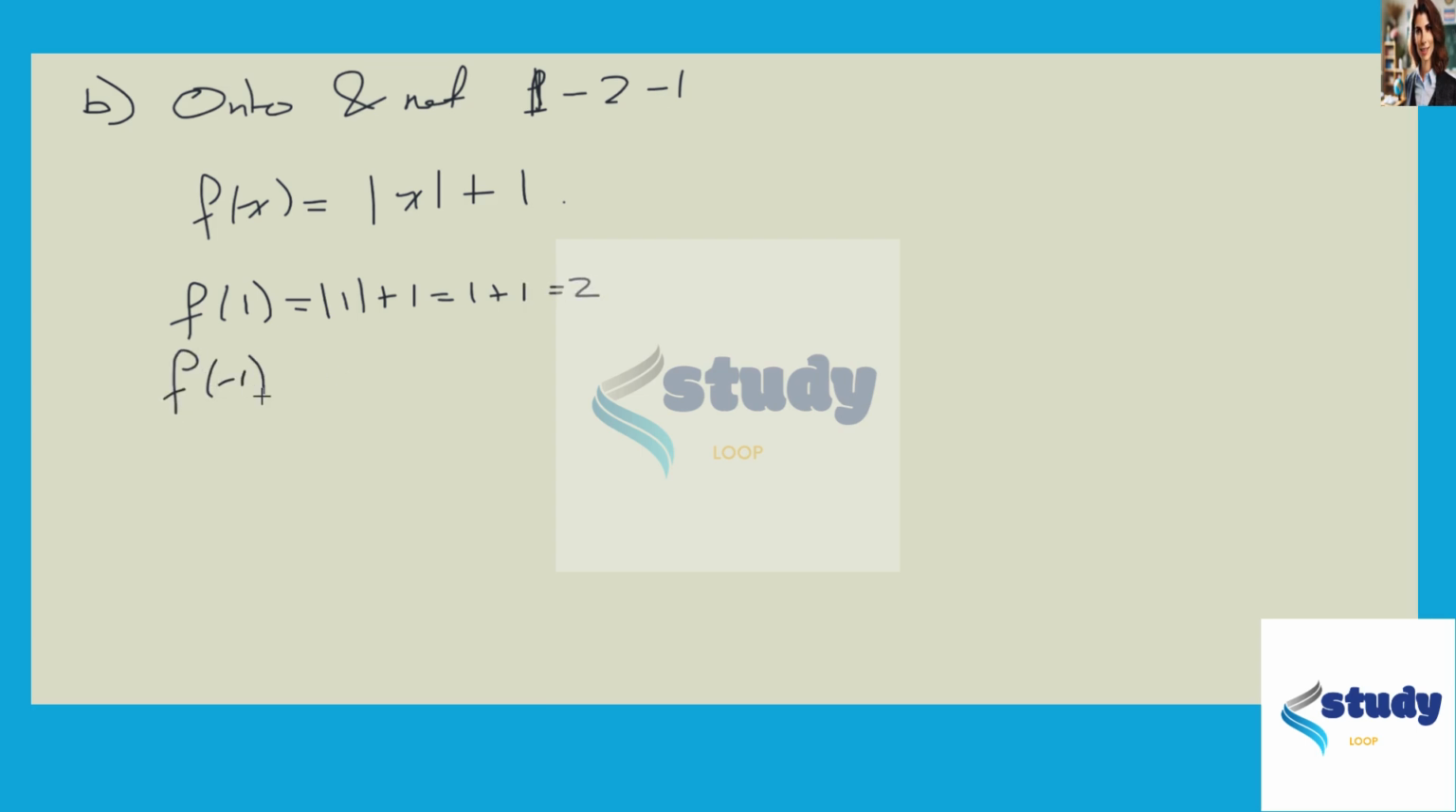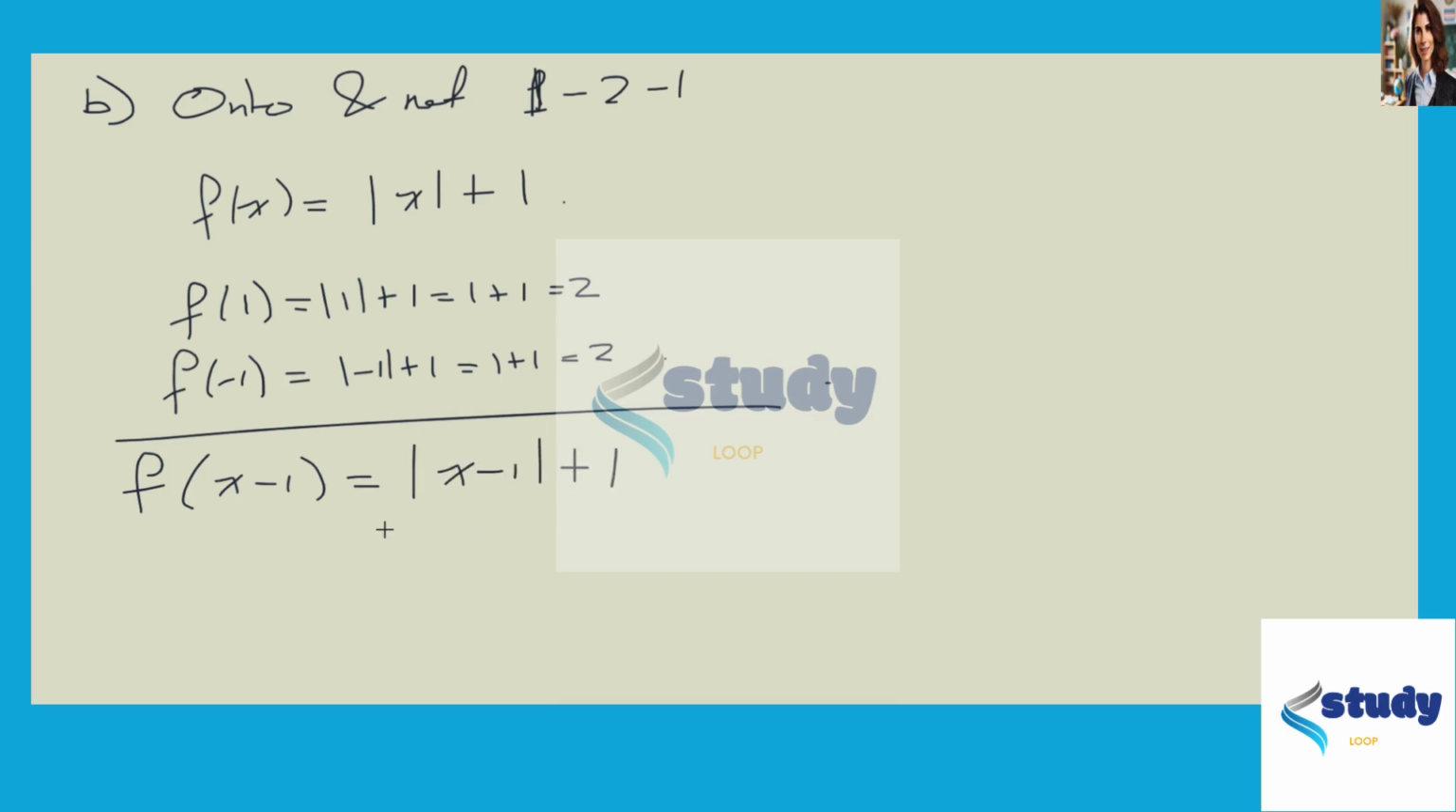F of minus 1 will be absolute value of minus 1 plus 1, so that's 1 plus 1, which gives you 2. So what we see then is, given two different inputs, we can get the exact same output. So therefore, this is not a 1-to-1 function. But this is an onto function because every number is an image of x minus 1, specifically x minus 1 plus 1, dropping the absolute value, so this is just x.